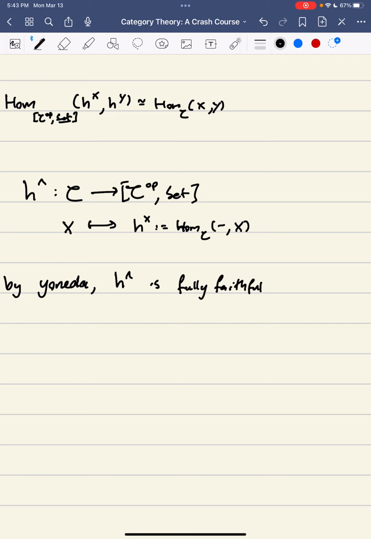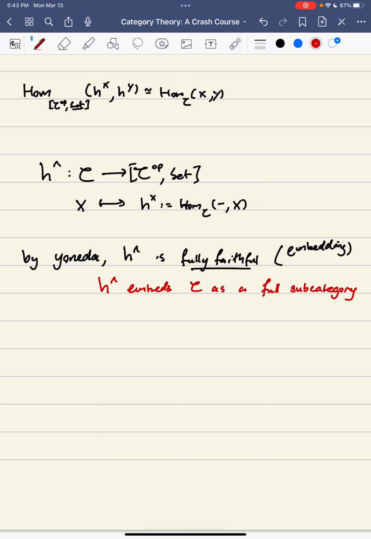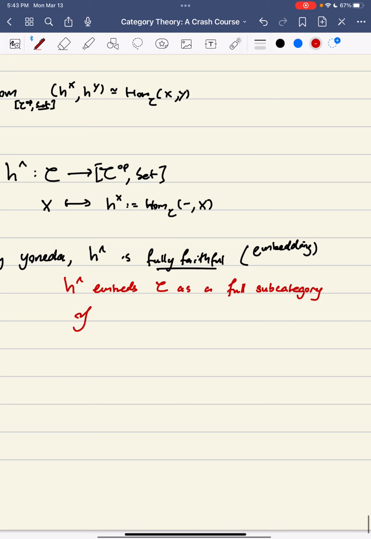You hear little people downstairs, sorry. And sometimes we call this a fully faithful embedding. It sort of embeds C in this larger category of functors on C. Embeds C as a full subcategory of the category of functors on C.